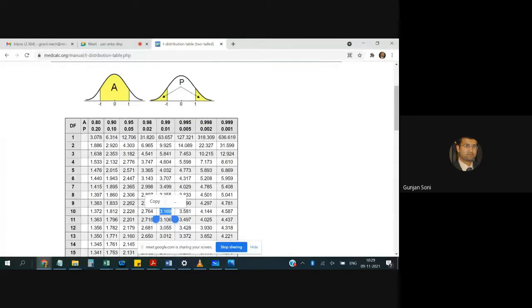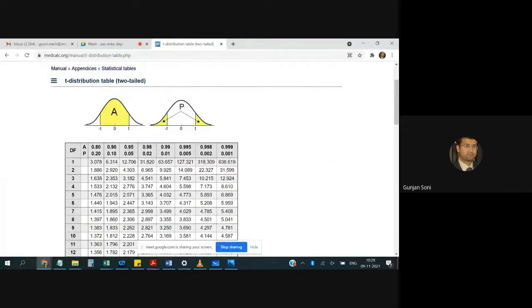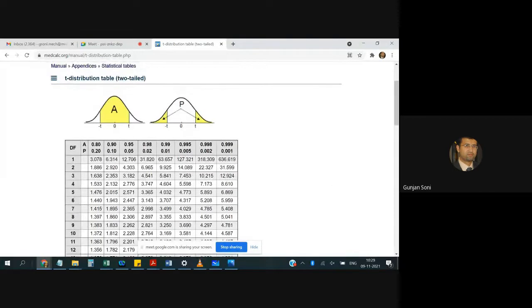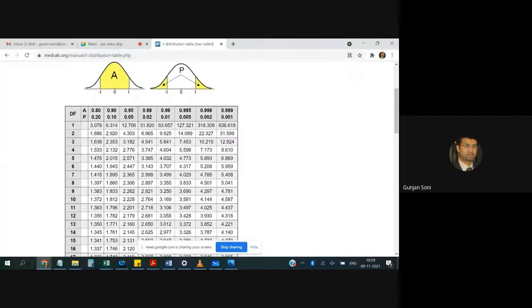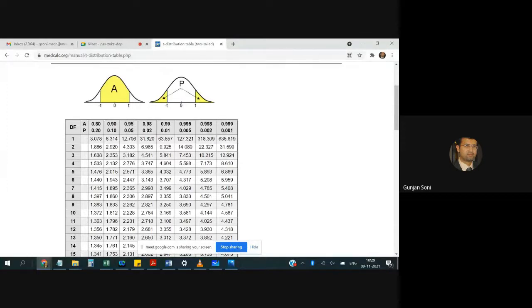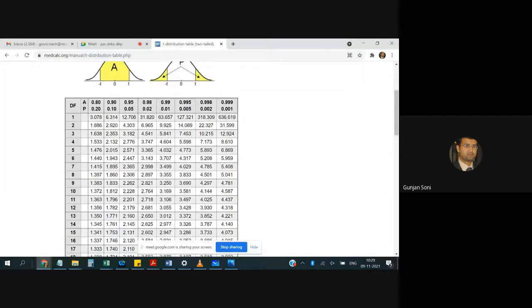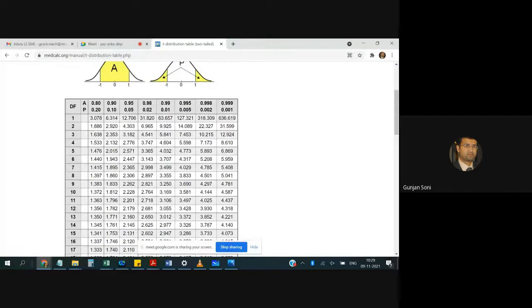So you can see this one now. It clearly indicates that capital A is indicating the area. So here the confidence interval is indicated as 0.95. And the value corresponding to 0.95, I'll just highlight that. This one. And across 11, if you see, for 11 degrees of freedom and the area 0.95, it is 2.201. This one, 2.201.